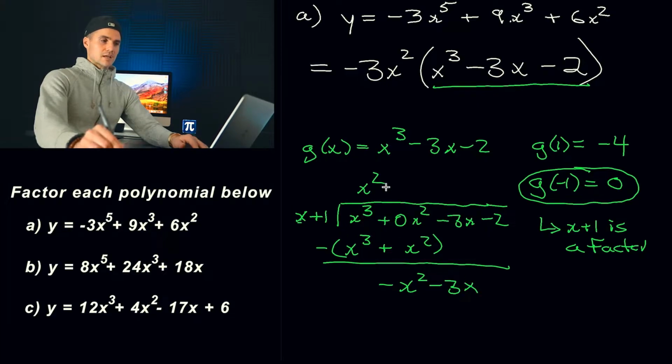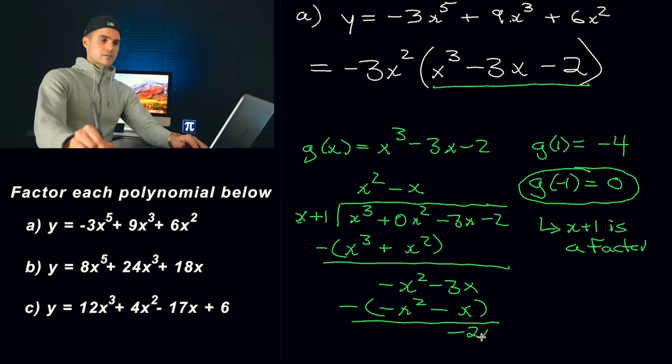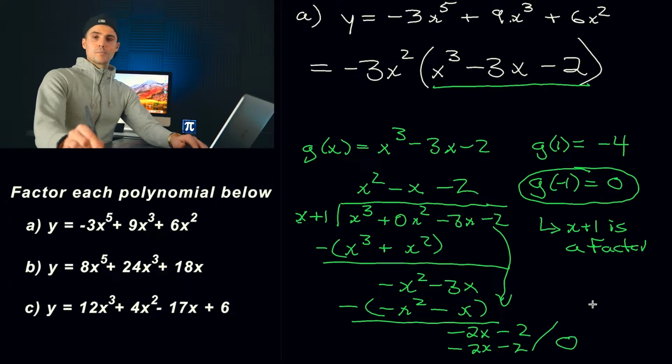And then x goes into negative x squared, negative x times. We'll have negative x squared minus x. And then this would end up being negative 2x. Let's bring the negative 2 down. And then x goes into negative 2x how many times? Negative 2 times. Then negative 2 times x plus 1, we get negative 2x minus 2. I'm running out of room here. And so the remainder there would be 0, right? If we subtract these, so as expected, we got this remainder of 0.